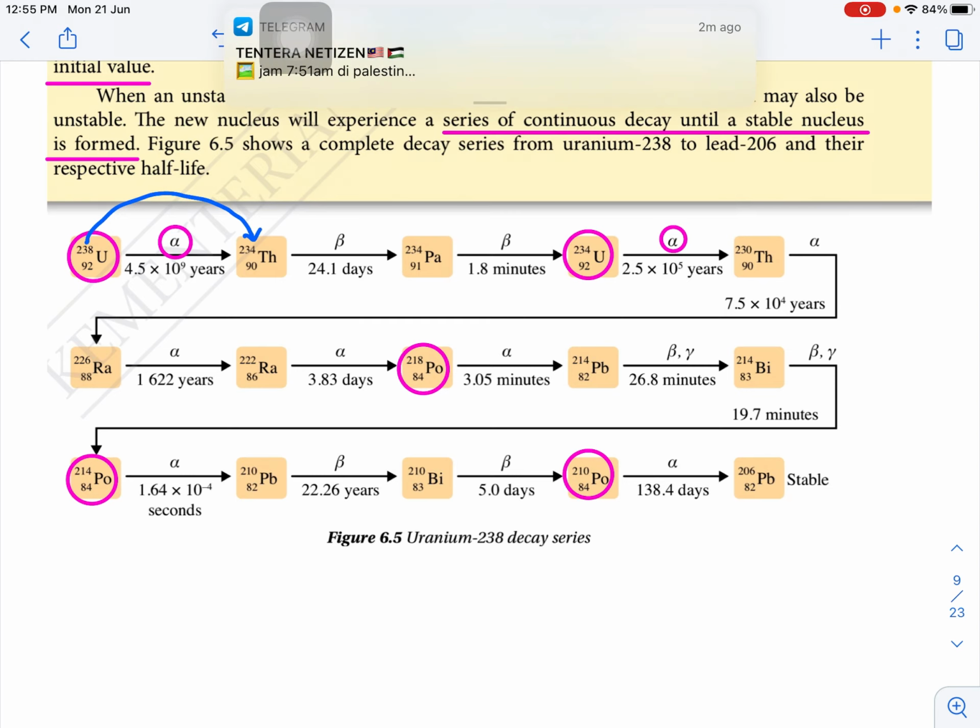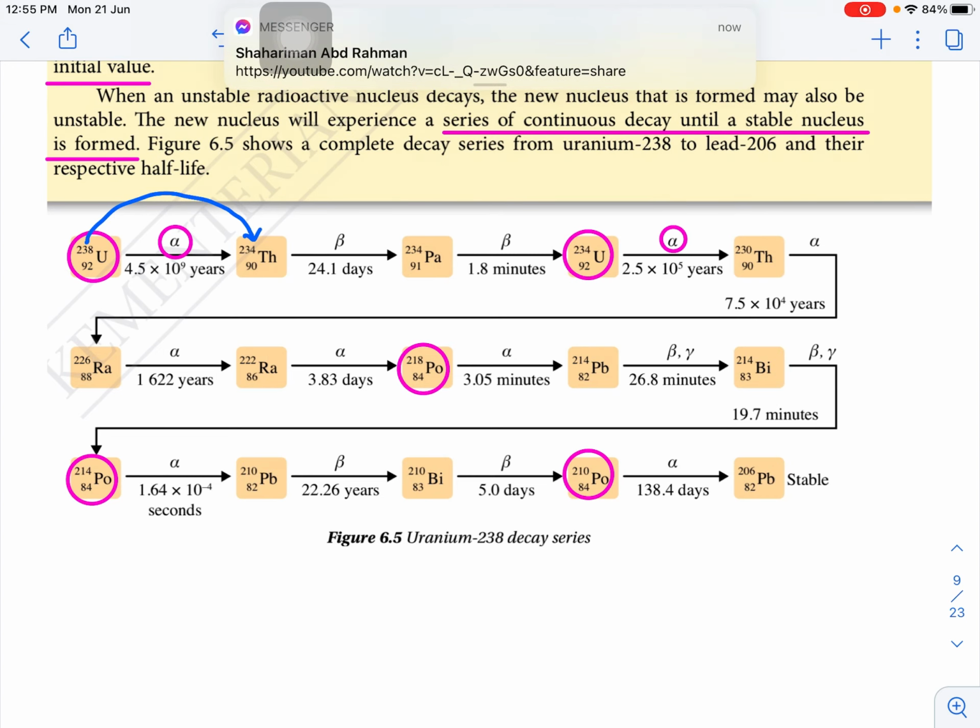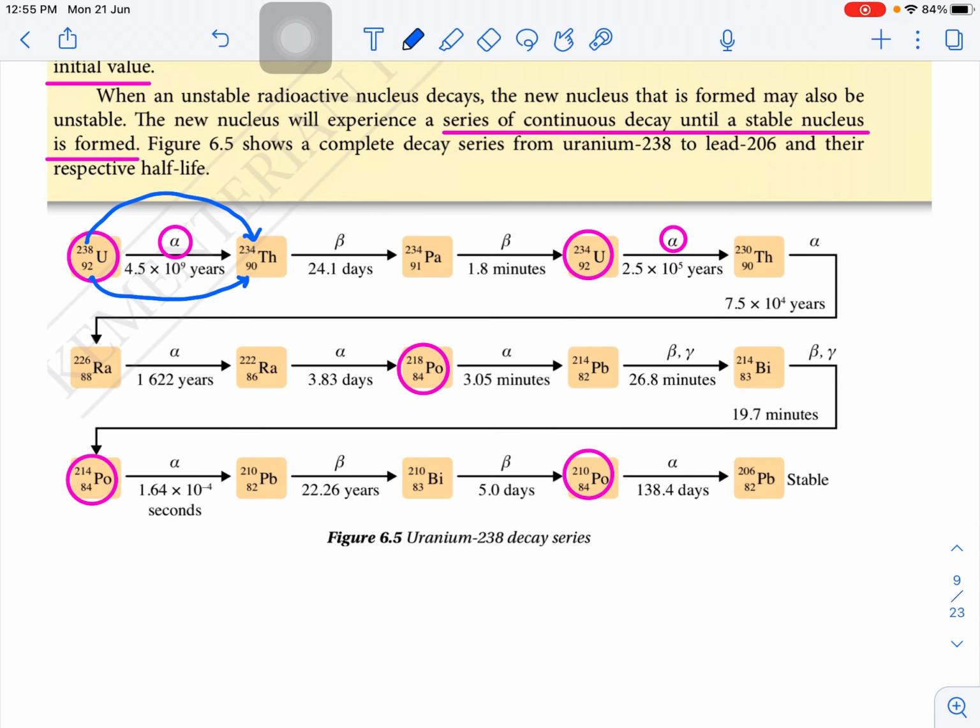238 minus 4, we get 234. And the proton number will decrease by 2. 92 minus 2, we get 90. So from uranium-238-92, it becomes a new element, 234-90, that is Th, where Th is thorium. So now it becomes a new element. The half-life of uranium-238-92 is 4.5 times 10 to the power of 9 years. A very long time, a long period.